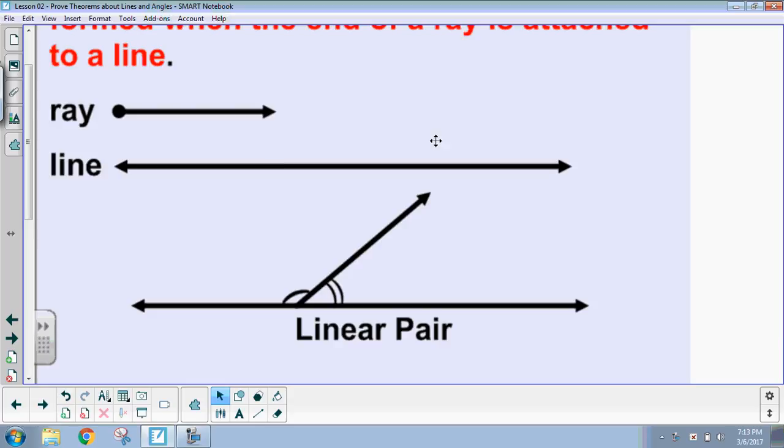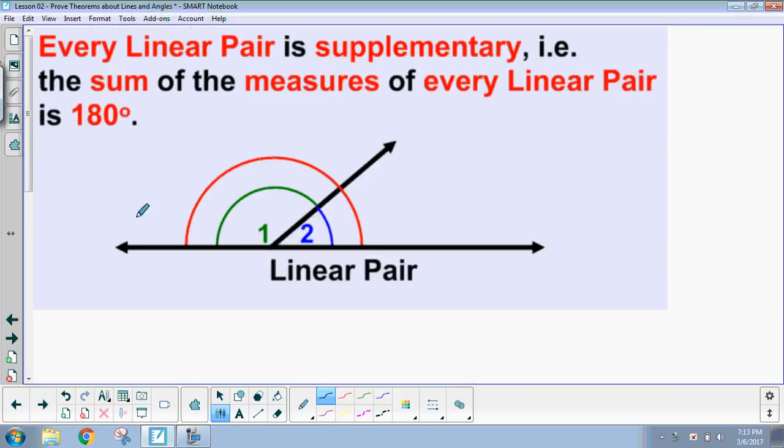Remember, it's derived from a ray and a line. And y'all told me a line has a degree of 180. That was before we left. Linear pairs, remember, are supplementary. Supplementary means they add up to 180. Complementary was 90, supplementary 180.